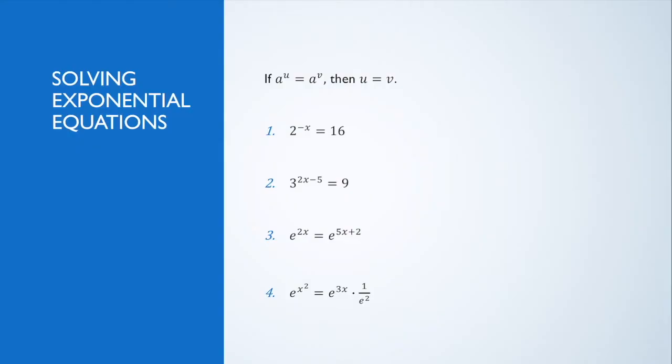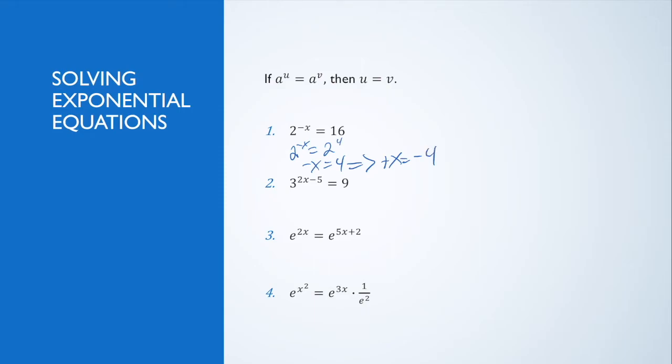Let's go ahead and practice solving some exponential equations. So if I have a to the u equals a to the v, then u equals v. What I need to do is make sure that both sides of the equation are written in exponential form. So for example 1 here, I have 2 to the negative x equals 16, which is 2 to the 4th. So I have negative x equals 4. That means positive x is going to equal negative 4.